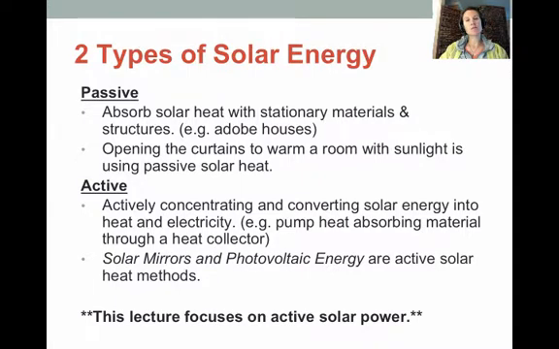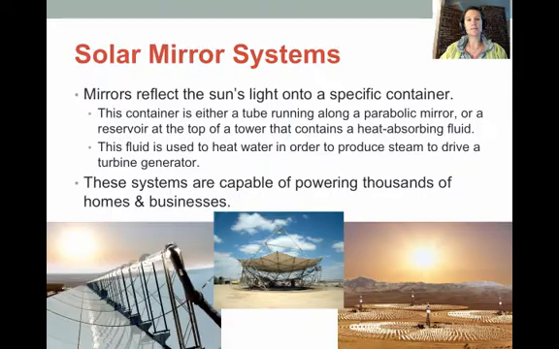What we talk about in this class and what we're focusing on is called active solar. And that is when you're actively concentrating and then converting that solar energy into heat and turning it into electricity. And there's two ways that we're going to discuss that you can do this. That's through the use of a mirror system, solar mirrors, and then also through photovoltaic. So you need to understand those two methods of solar power.